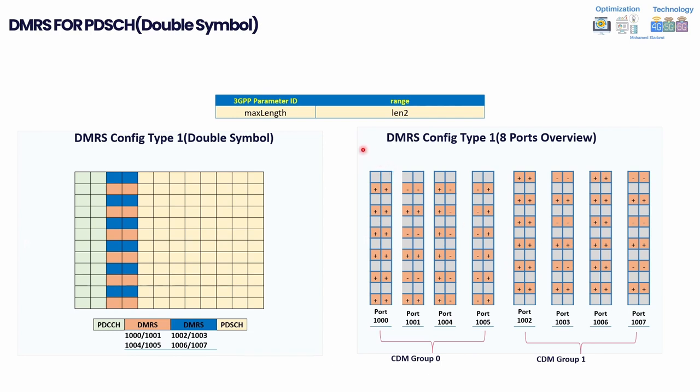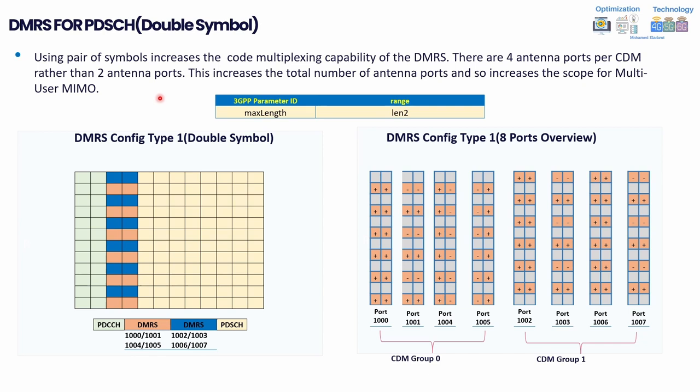So as a summary, double symbol, increasing the number of symbols, actually increases the scope of multi-user MIMO. However, it also increases the overhead, and the overhead will impact the maximum user throughput as well, as all of you know. So this is the summary for this particular part. Using a pair of symbols increases the code multiplexing capability because you have more antenna ports, 4 instead of, for example, 2 before, and increasing the number of antenna ports can increase the scope of multi-user MIMO. This is the summary for the second feature.